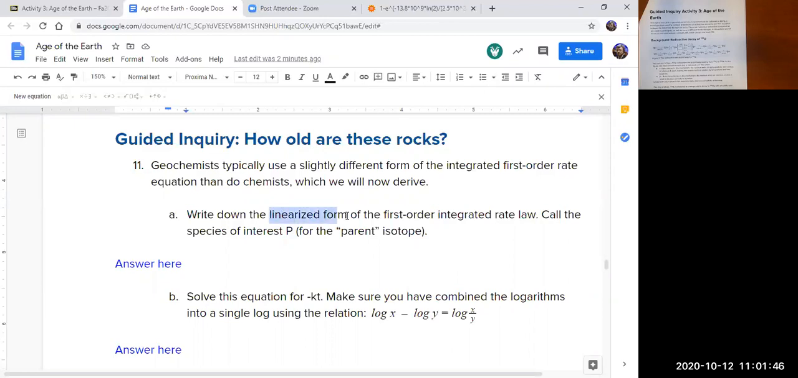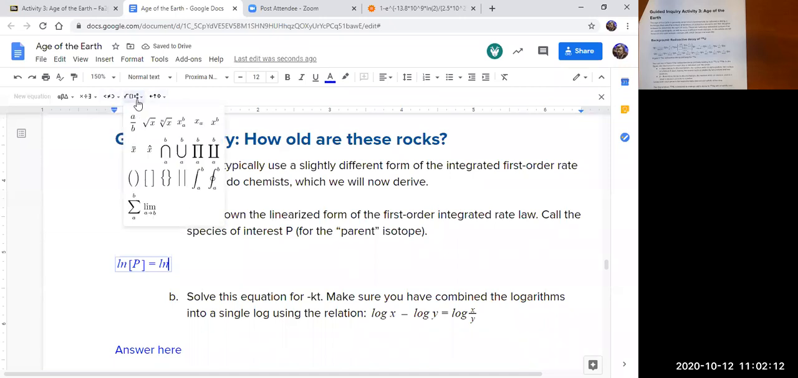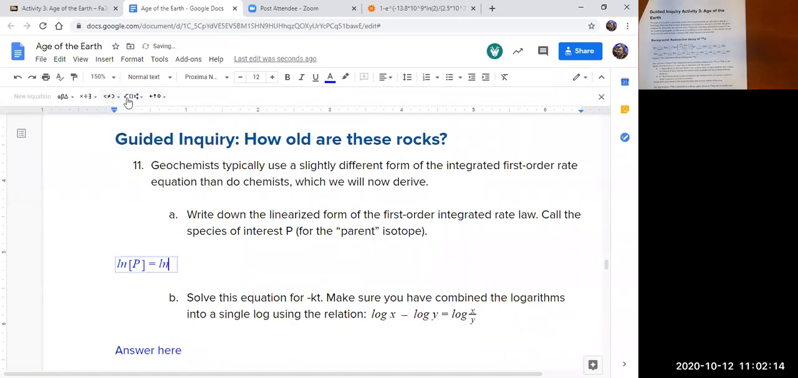This tells you to write down the linearized form of the first order integrated rate law. So let's do that. We are going to insert our equation, and the linearized form is the natural log of, I'm going to put square brackets, of the parent isotope equals the natural log. We need a subscript, and we need the brackets, parent isotope sub 0 minus kt. Okay, that's all there is for A.